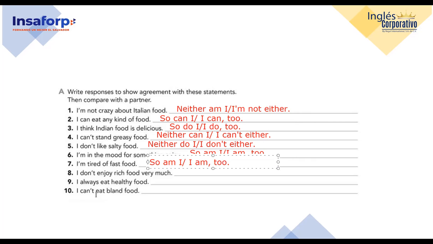Because it's verb to be, right? Fíjese en la sentence, tenemos verb to be here. So that is why. And we use neither also here, because something is negative. Very good. What about number 8?